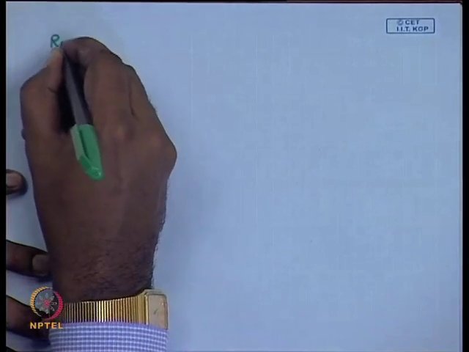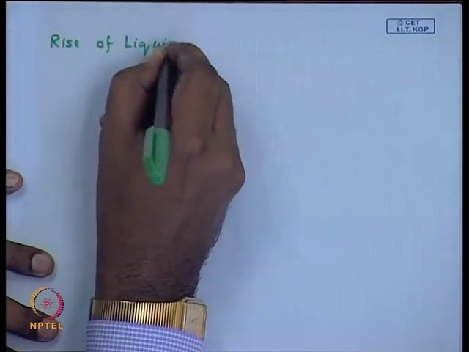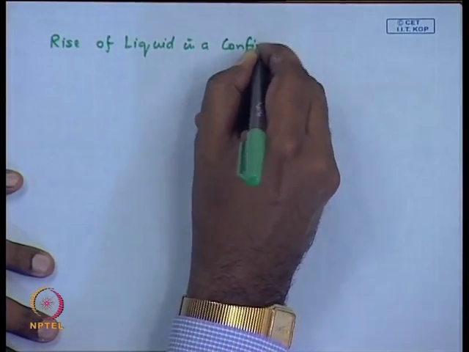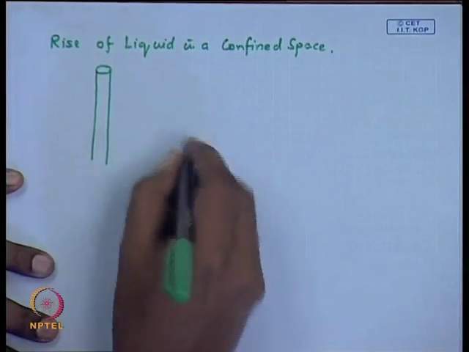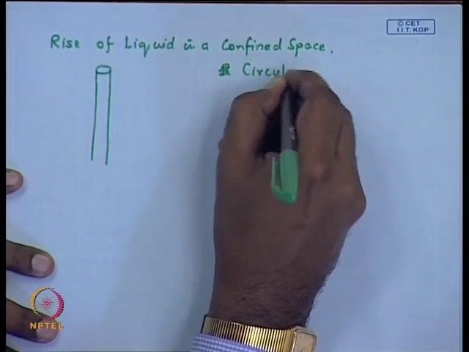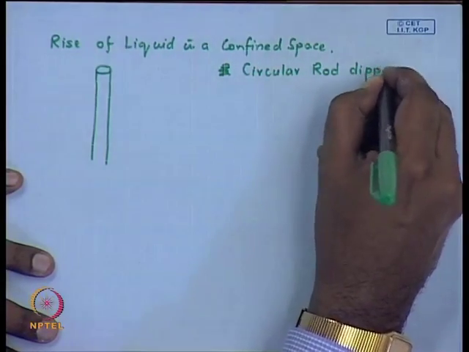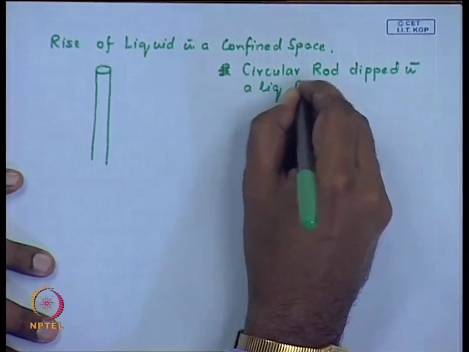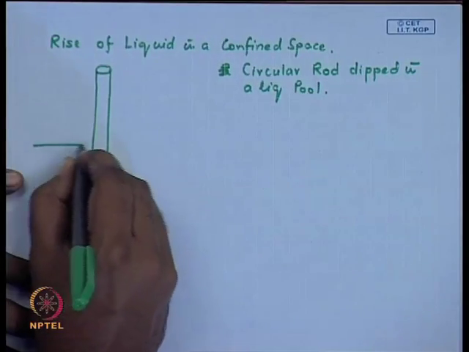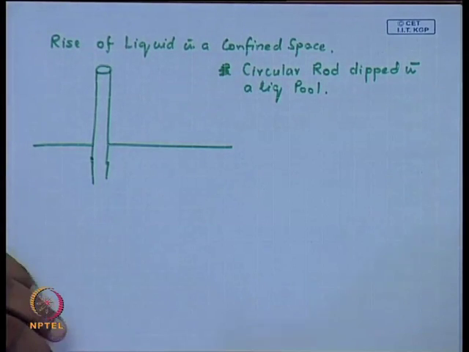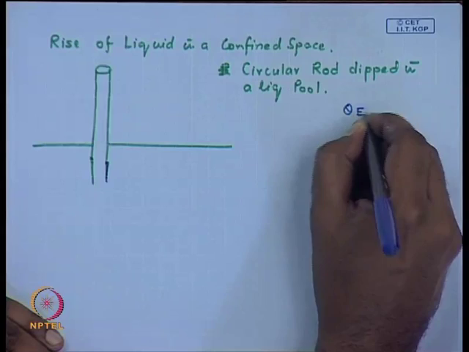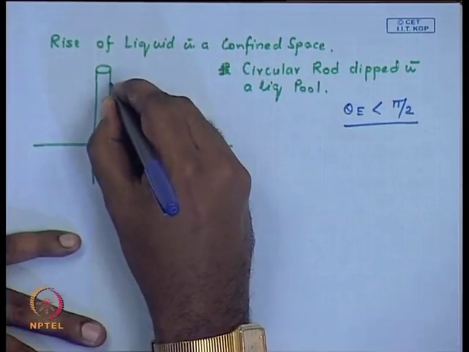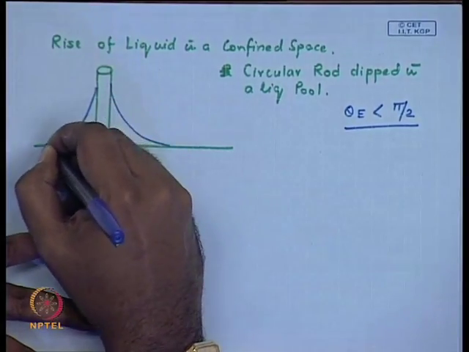The second example, as I told you we will take up, is the rise of a liquid in a confined space. Essentially, we think of a circular rod dipped in a liquid pool. Again, if the material of the rod allows a preferential wetting of the liquid column, that is, if the value of theta e is less than pi by 2 in this case, you will see a meniscus like this forming along the walls of the rod.